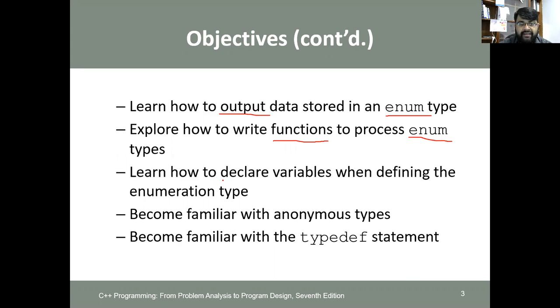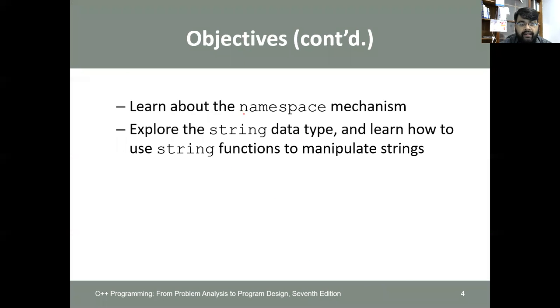We'll learn how to declare variables when defining the enumeration type. So how do we declare them as variables? We'll become familiar with anonymous types, and with the typedef statement, which is another statement that's very commonly used for defining a particular type. Then we'll also learn about the namespace mechanism. How does the namespace work? What are we actually doing when we say using namespace std, or whatever?